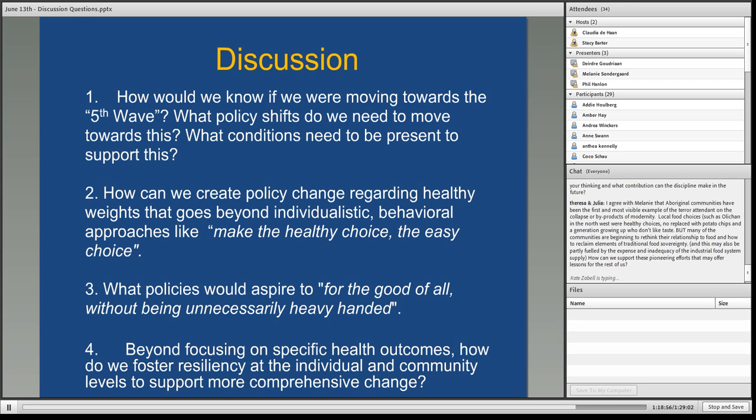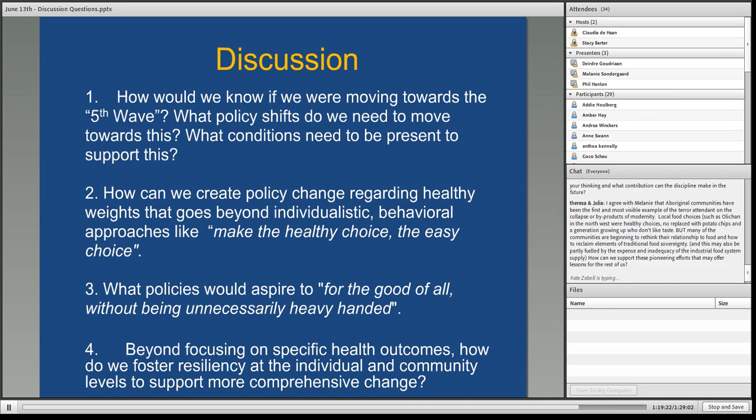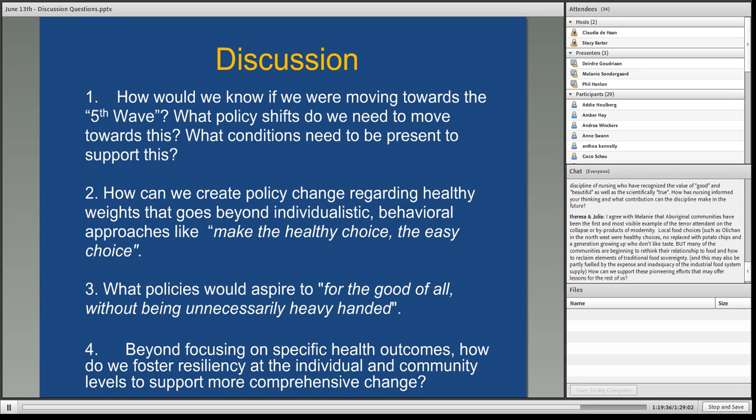But maybe I'll turn it back to Phil to weigh in on some of the conversation we've been having. Looking at the second question we have here on the screen, how can we create policy change regarding healthy weights that goes beyond this individualistic approach? I think Melanie shared some examples that go a lot deeper than that. But Phil, would you like to give your thoughts on this? Yeah, I think there are two things that strike me. We have heard some inspiring examples of people doing things that come from the heart at that local level. And I think that's the first thing that we can genuinely support each other and encourage each other in.